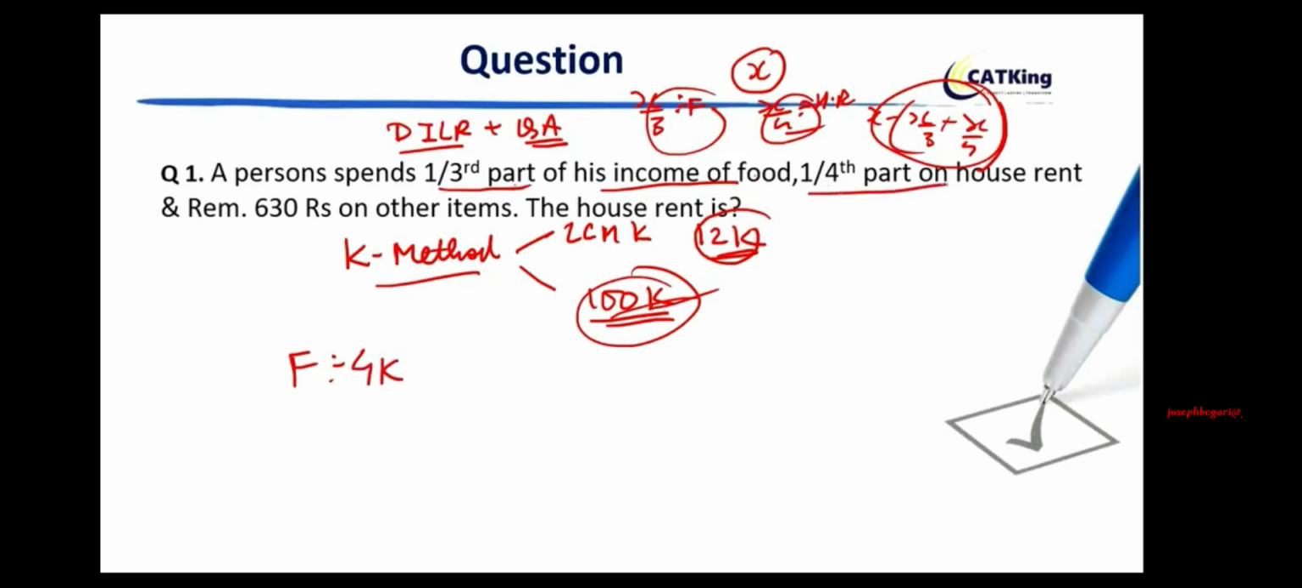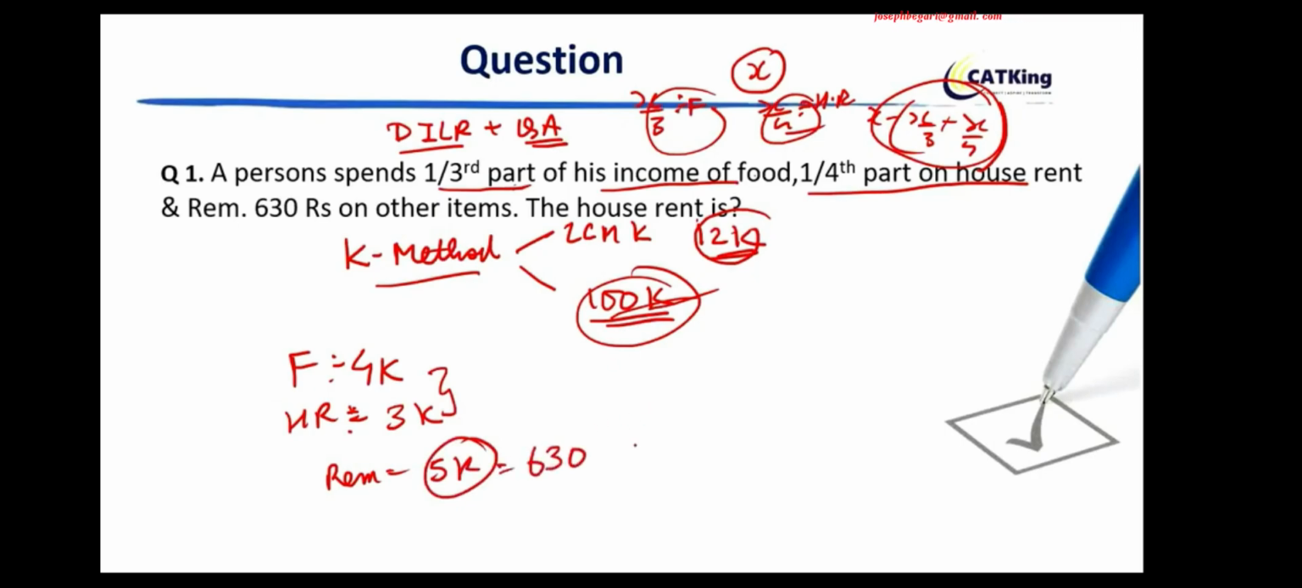He spent 1 by fourth part on house rent. So house rent, he's spending 1 by 4 of 12K, which is 3K. Correct? So what is remaining? 12K was total. He already spent 7K. Remaining is 5K. What's the value of 5K? The value is given as 630. So from this, I got the value of K as 126.